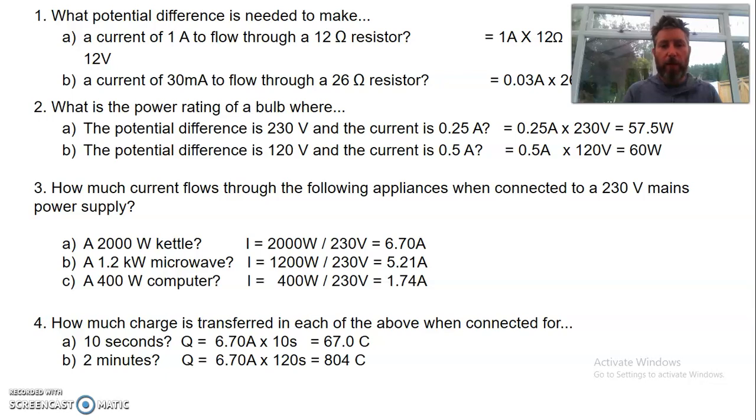For 4B, again I'm going to use the 6.7 amps because I'm still working out for the kettle. This is over 2 minutes. Now 2 times 60 seconds is 120 seconds, so 6.7 times 120 seconds is 804 coulombs. So that's how you do the calculations. It's over to you to have a go at it really now.